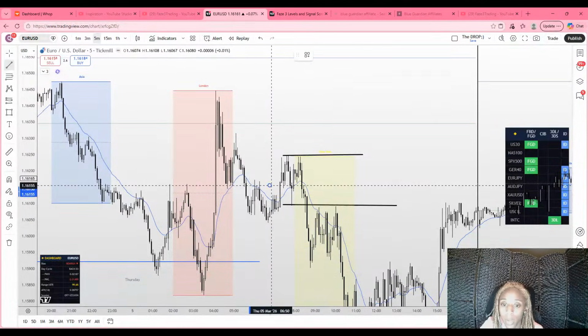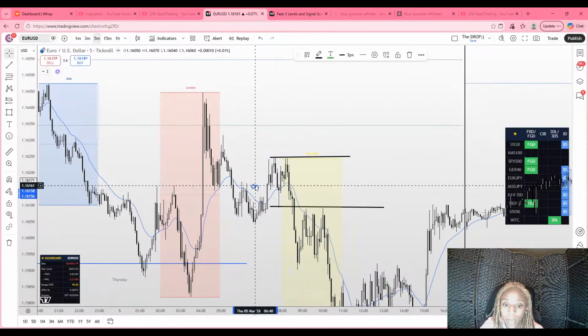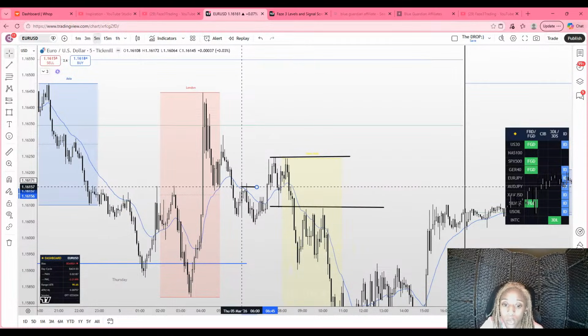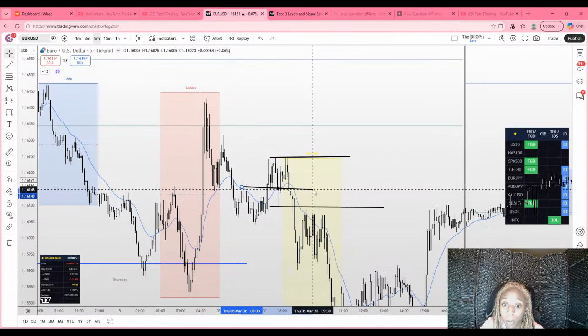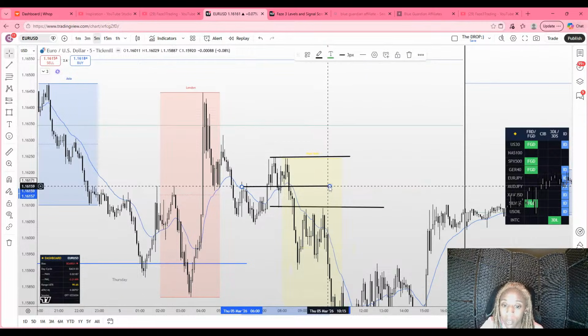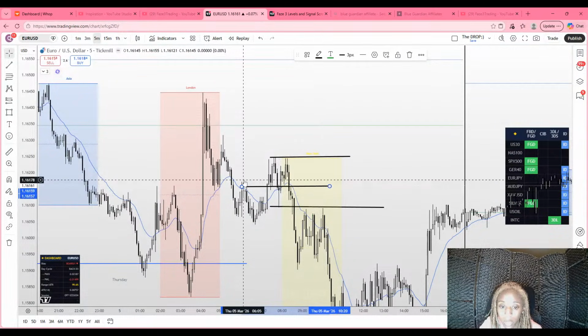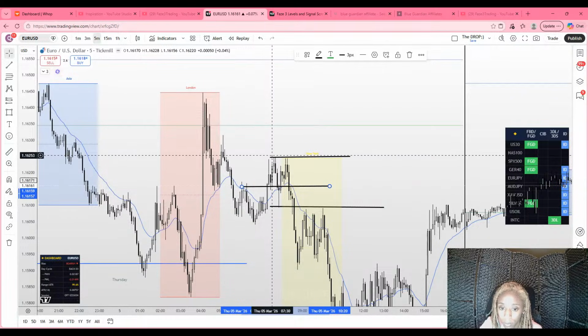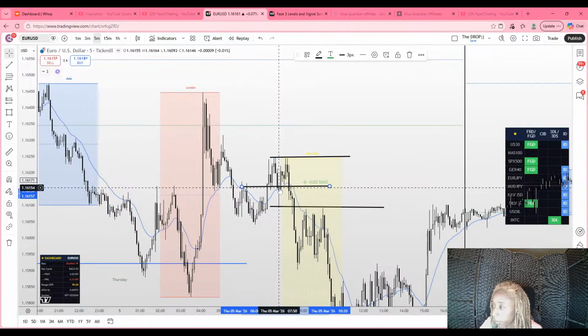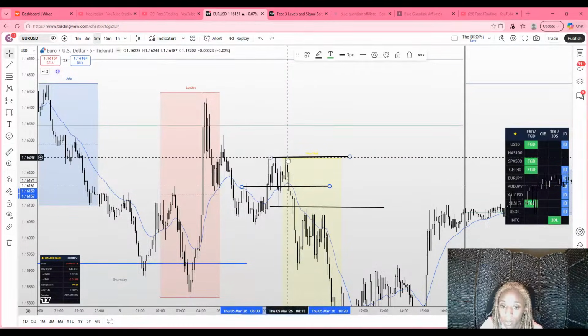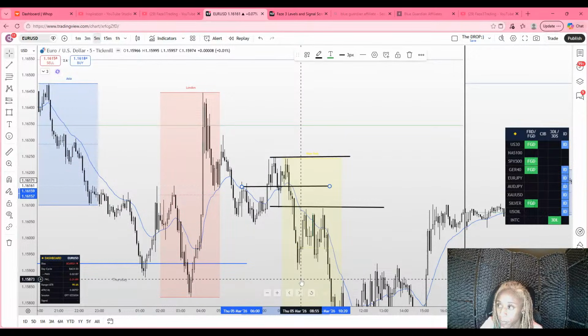I don't care what it does. I'm drawing the breakout level across because that is how you know what price is going to do. Price only does three things: breakout, pullback, trend; breakout, fail, reverse; and breakout in range. We broke out, we pulled back, we failed, and we reversed.